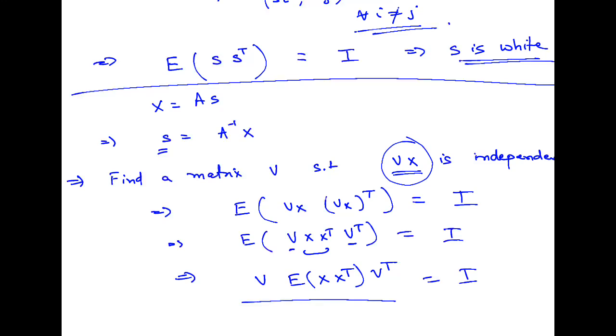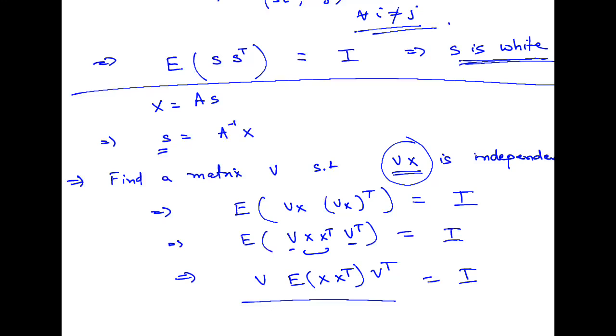Okay. So the matrix X, the data that you observe, will have non-zero covariances across different variables. And I want to find a linear transformation V which will whiten them, such that XV is white. This is what we mean by white: S is white means expectation of SS transpose is I.